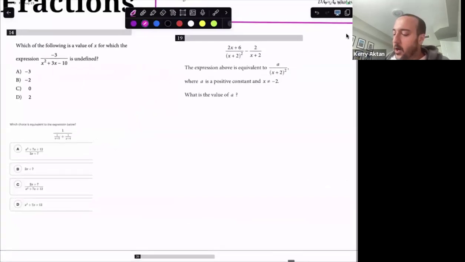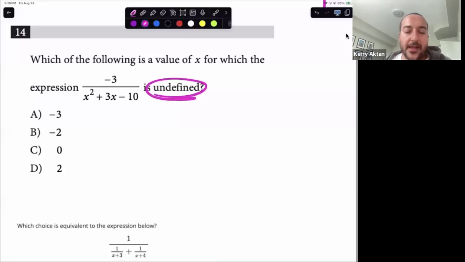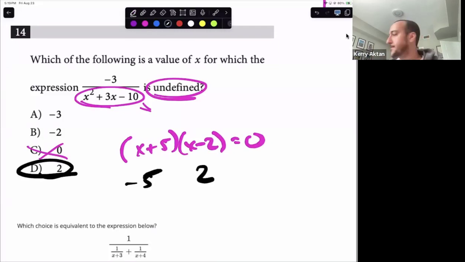The next thing that I'm going to talk about is fractions. Really quickly, what can the bottom of a fraction not be? The bottom of a fraction cannot be 0. A lot of students say C, and it makes me really sad. Really, the idea is you want to set the denominator equal to 0: x plus 5, x minus 2 equals 0. What values make this 0? 5 and 2. Therefore, the answer is D.